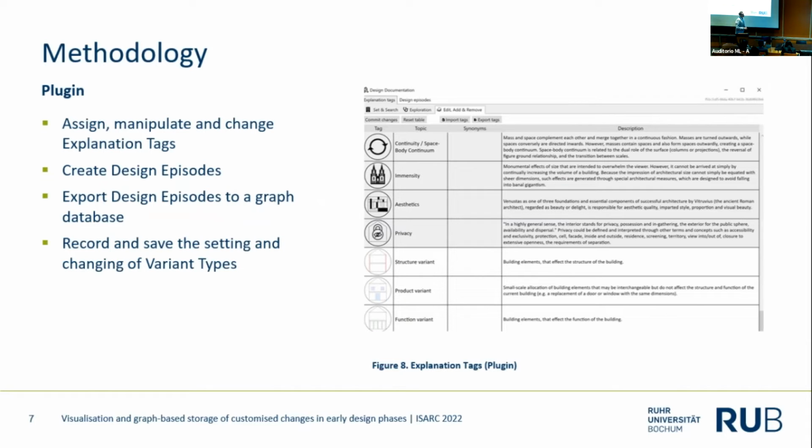We created a plugin which enables to assign, manipulate, and change these explanation tags. Explanation tags are, for example, privacy or static explanation tags. They can also be for a great view or something like this. And all these explanation tags are integrated into this plugin. This plugin is also for the whole design episode. So you can create these explanation tags and then create an overall design episode for it. And then afterwards export it as a graph into a database. And within this plugin, it is able to record and save these settings, and also to be able to change variant types and assign them directly into the BIM model.